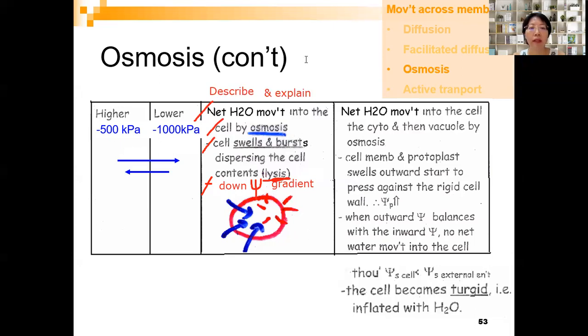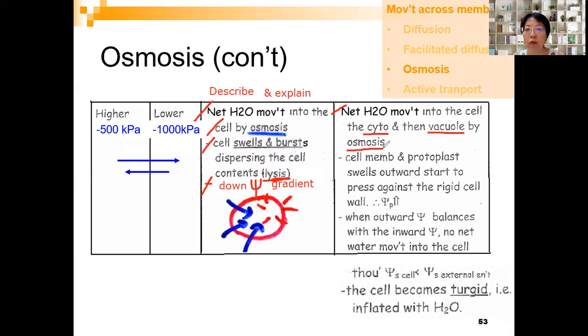So this is for animal cell like red blood cell. What about plant cell? How to describe and explain? There's net water movement into the cell. So you're talking about water movement, right? In plant cell, the water will move into the cell cytoplasm, and then it will also move into the vacuole by osmosis.